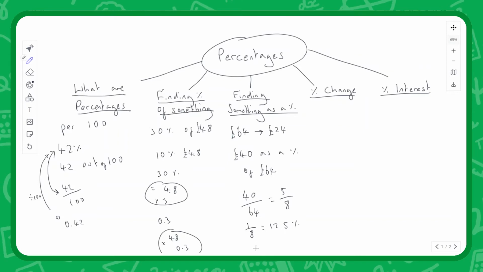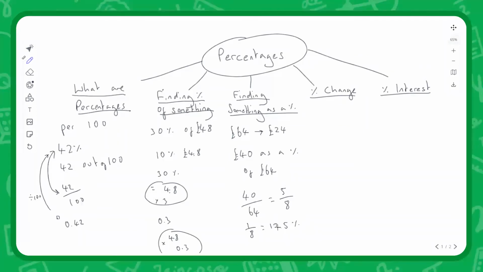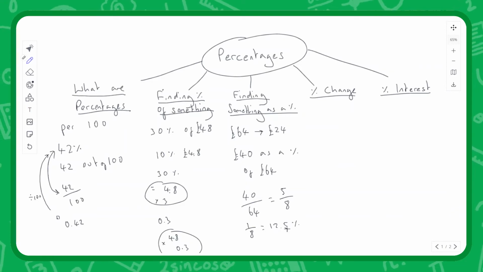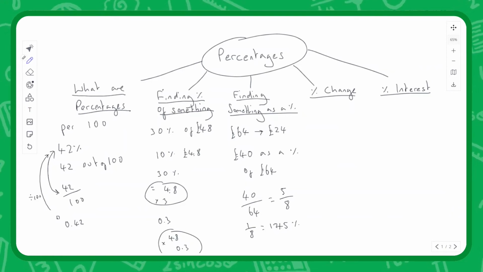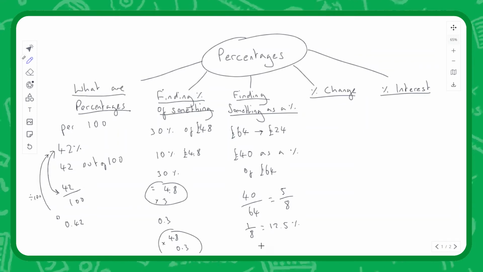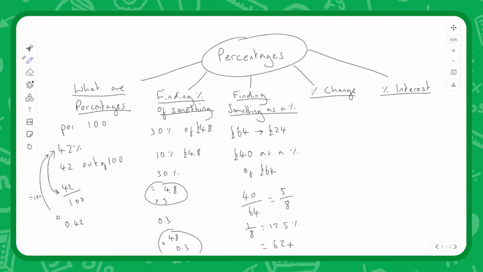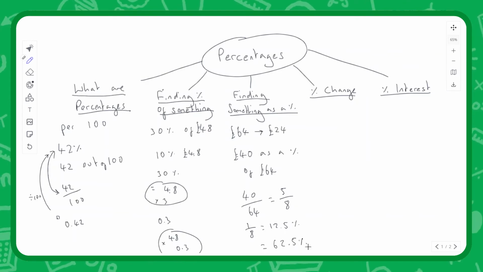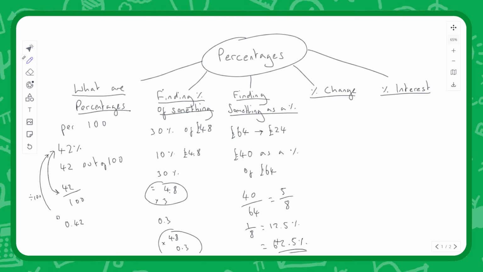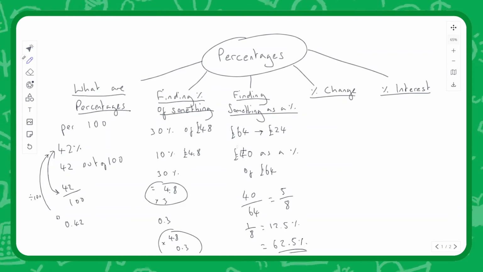So 5/8 is going to be 5 times 12.5. That's going to give us 5 times 2.5, which is 12.5. Add on 5 times 10, which is 50. That's going to give us 62.5%. And that is our final answer. So we've taken off 62.5% of our original price.